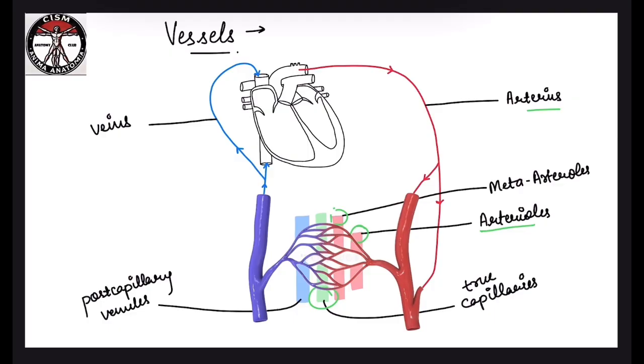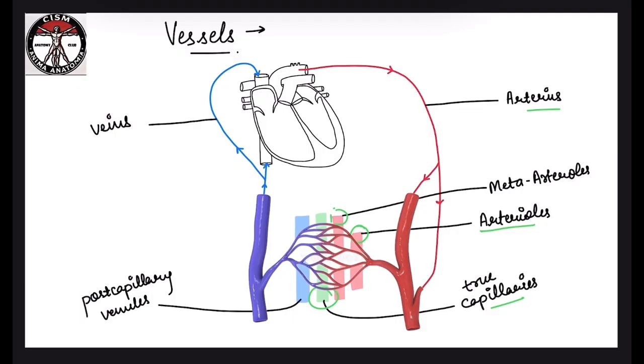So the second one which we will talk about are the capillaries. Capillaries are the microscopic thin-walled blood vessels that form a network, which is known as the capillary bed, connecting arterioles to venules. They have walls made of a single layer of endothelial cells, allowing exchange of gases, nutrients, and waste between the blood and tissues. They represent the functional unit of the circulatory system.